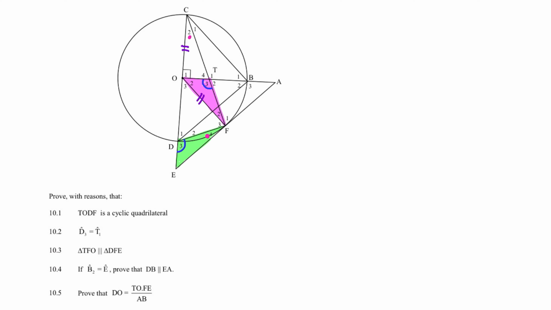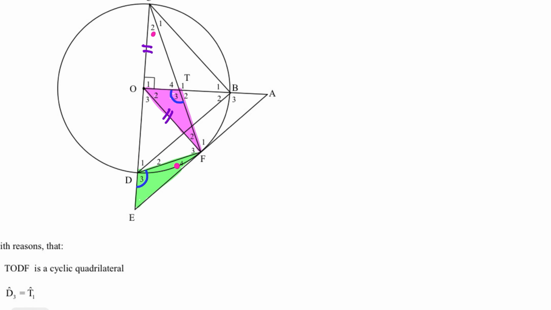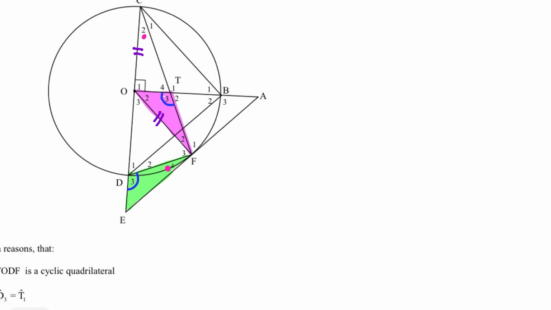10.4. Prove with reasons that if B2 is equal to E, then DB is parallel to EA. So let's mark those equal angles. They say that B2 and E are equal. And what I notice is that one of the arms connected to the angle of B2 is the radius of the circle. And that forms part of an isosceles triangle.